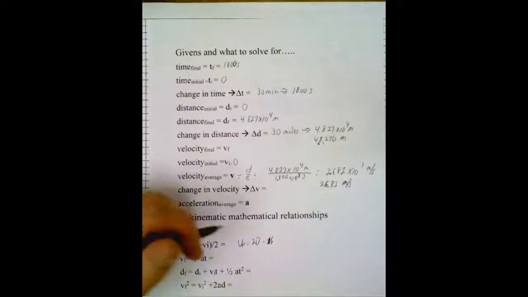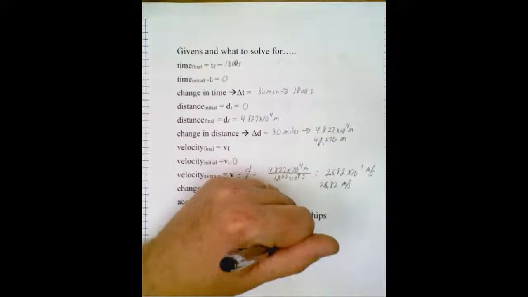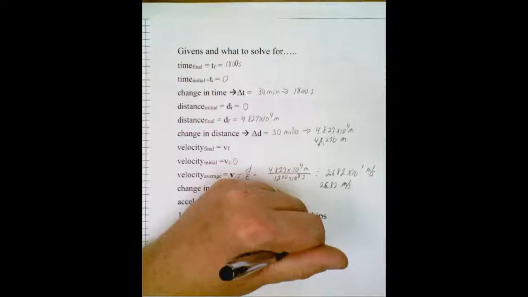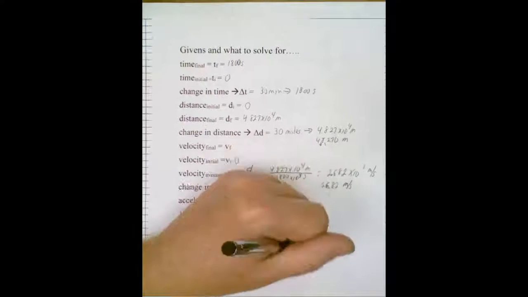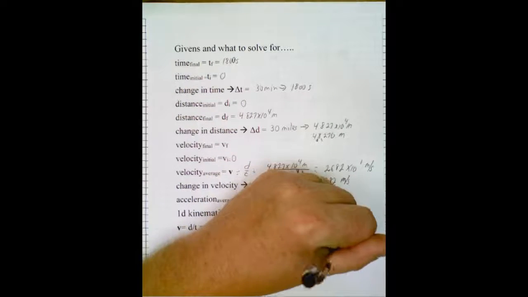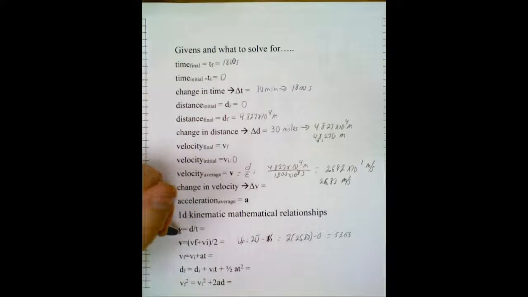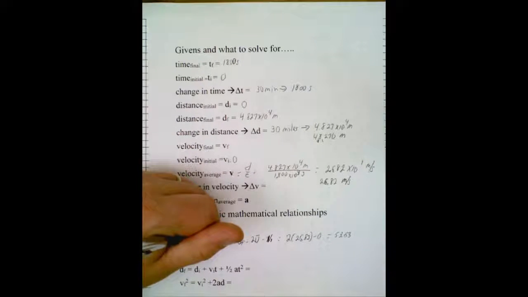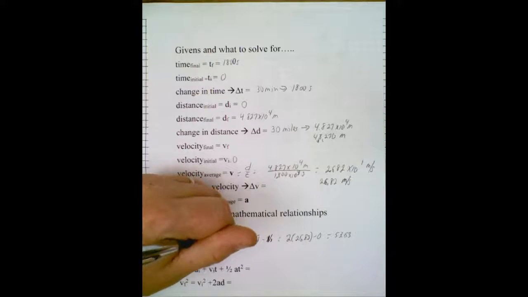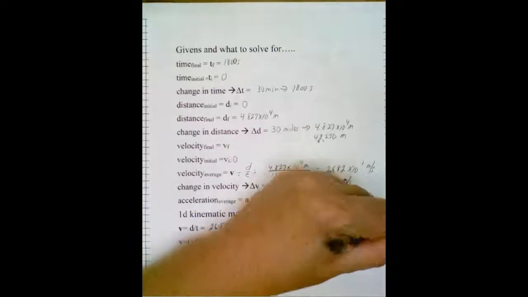So first we would multiply it by there. So 2 times the velocity average. So 2 times 26.82 minus 0. And this gives us 53.63. And of course, we had 26.82 meters per second. Velocity final equals 53.63 meters per second.